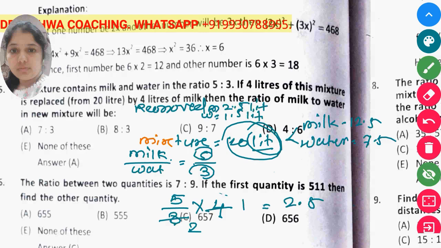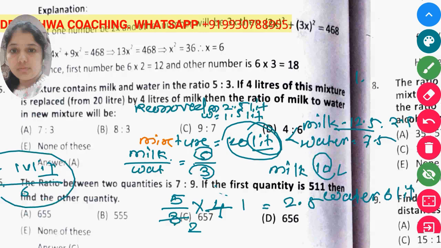Now see, milk is 12.5, so 12.5 minus 2.5, 10 liter milk will be there in the mixture after removing 4 liters of the mixture. And water, how much remains? Water remains 6 liter. Okay, now 4 liters of milk is added, so milk becomes 14 liter and water remains 6 liter. Now the new ratio is 14/6, means 7:3, because both the numbers can be divided by 2, and in the simplest form it can be written as 7:3.